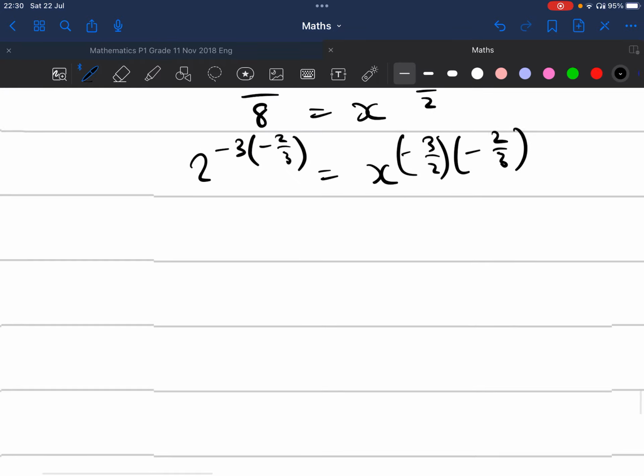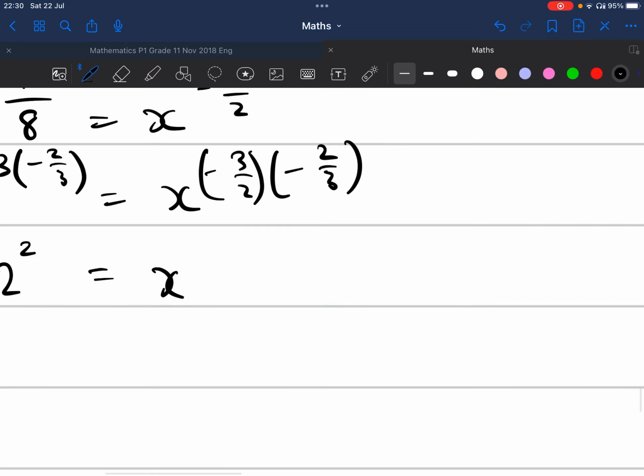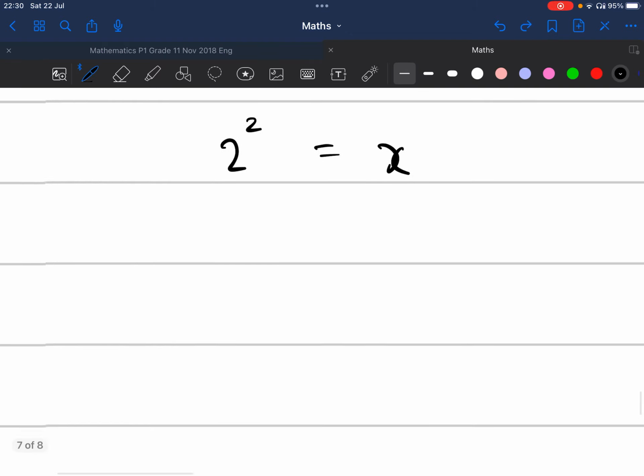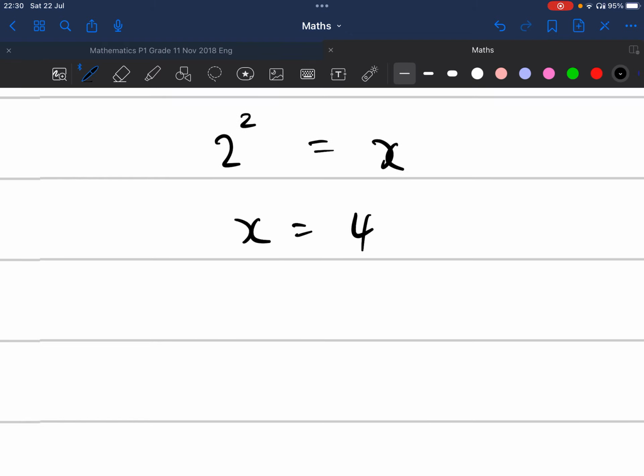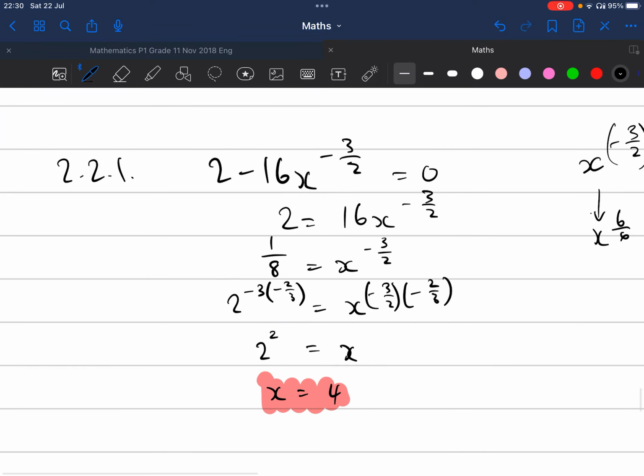So on this side I'll have 2 to the power of, the minuses will cancel each other out, and the 3's will cancel each other out. So I'll just have 2 to the 2 on this side. And here I'll have x, because remember that's what we're trying to get to. This is going to cancel each other out. And then 2 to the 2 is just 4. So x is equal to 4. Now again, you take your answer, you substitute x, here you put 4, and if you get 0, that means your answer was correct.